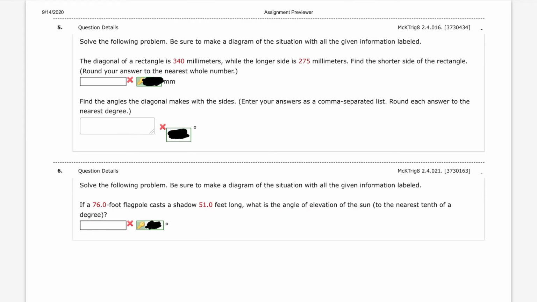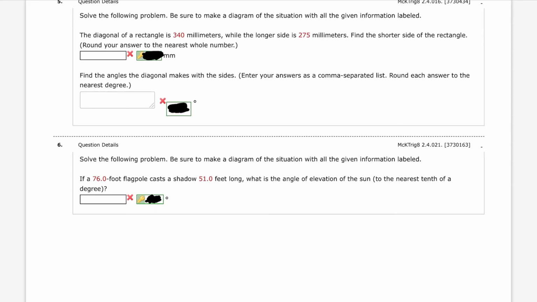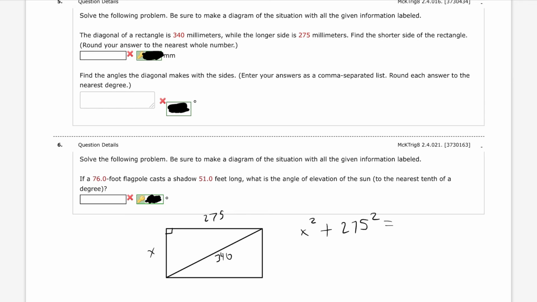For this next one, they're asking us to find the side of a rectangle. The diagonal of the rectangle is 340. So we're given the diagonal. Let's draw the picture down here. There we go. Here's your diagonal, and that is 340. Right triangle here, and the longer side is 275. Find the shorter side of the rectangle. So we can call that x. We can apply the Pythagorean theorem: x squared plus 275 squared must equal 340 squared. And now we can solve.